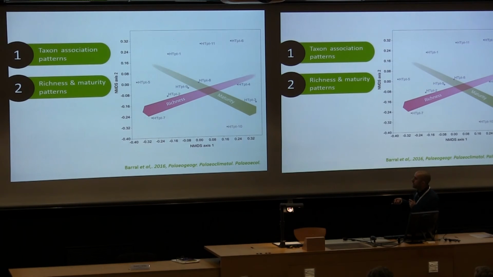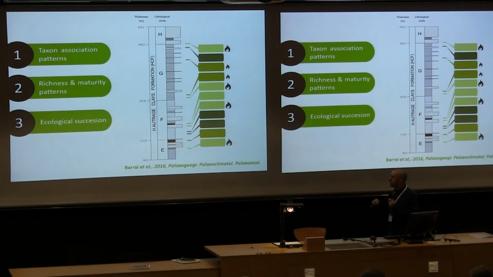We also found marked differences between beds with regards to richness and vegetation maturity. And we use this data to reconstruct the evolution of the plant community through the Autrage series from these 12 beds. And apparently we found that wildfires were really important in the evolution of the community dynamics. Here you can see early to late successional stages of the plant community from light green to dark green.